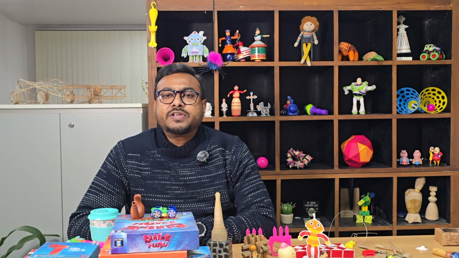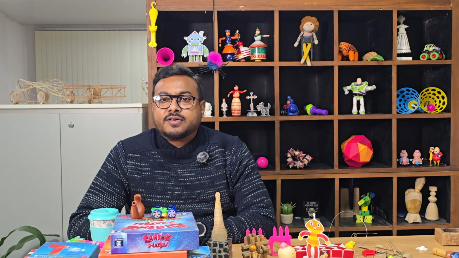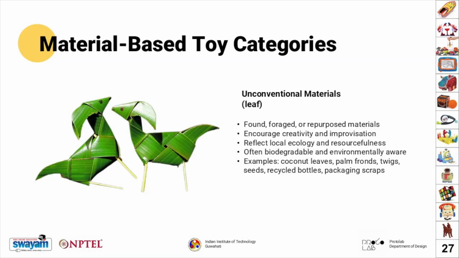Many toys, especially in folk traditions and early childhood settings, use materials that are not industrial at all. Leaves, seed pods, coconut shells, cane strips, or even simple coconut leaf sticks. Unconventional materials remind us that play does not always come from factories. It often comes from what is around us.